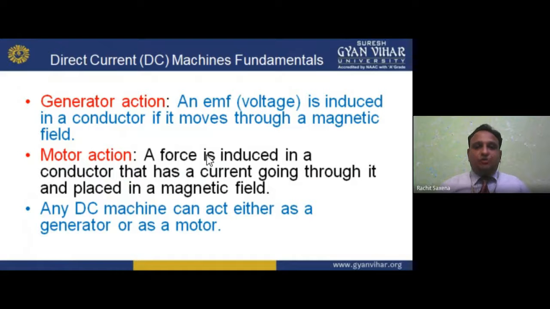So a generator gives you electrical output, and a motor gives you mechanical output. A generator takes mechanical input, and a motor takes electrical input. So the output of a generator is the input for a motor, and the output of a motor is the input for a generator. I hope you understand the basics of the DC machine, that is, the fundamentals.